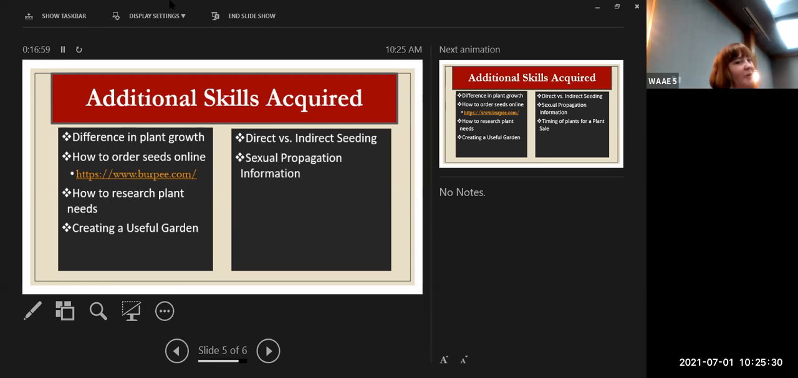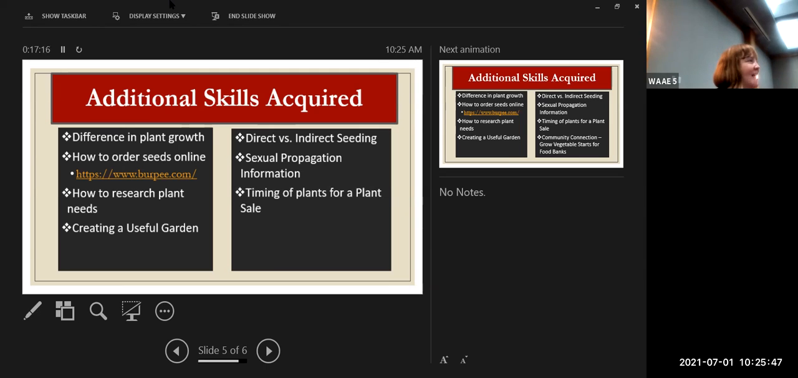We also go over information about sexual propagation and how it is that seeds get going and germinate, and what their growing process is, and all of that. It also helps with timing of plants for plant sale.